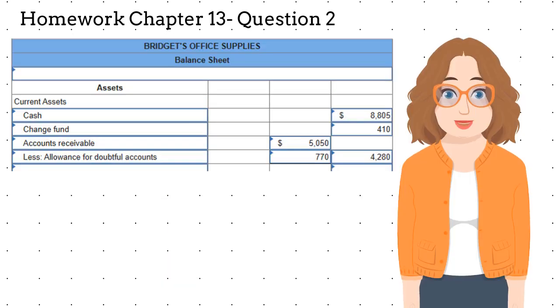We start with the asset side of the balance sheet and enter the current assets of cash for $8,805 and the change fund of $410. Next, we'll enter the accounts receivable and subtract the allowance for doubtful accounts. Hope this gives you a good start.